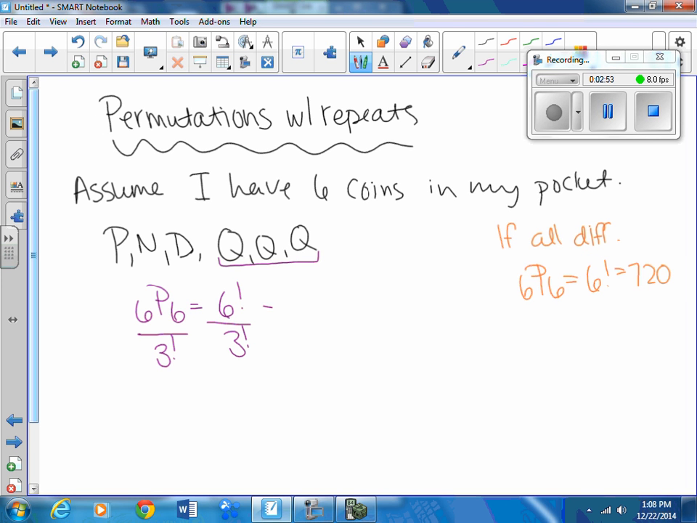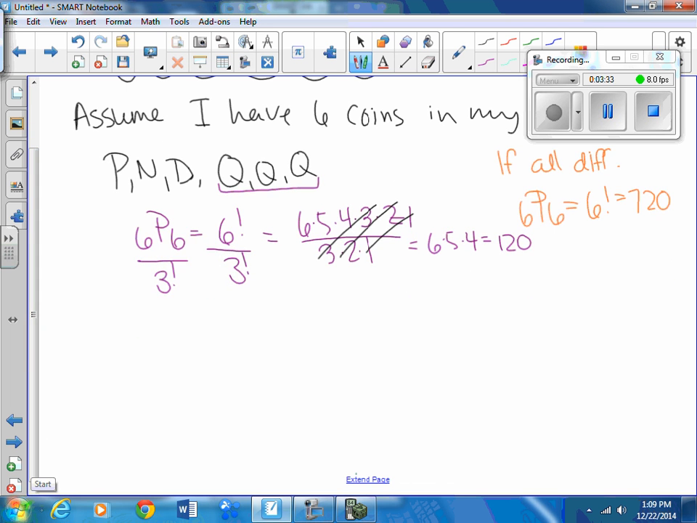Which is going to give me 6 times 5 times 4 times 3 times 2 times 1 all over 3 times 2 times 1. Cancel, cancel, cancel. So there are only 120 different ways to pull all of these coins out of my pocket, because I have 3 quarters, so I need to take into consideration those repeats. I'll write it in general like I did before.